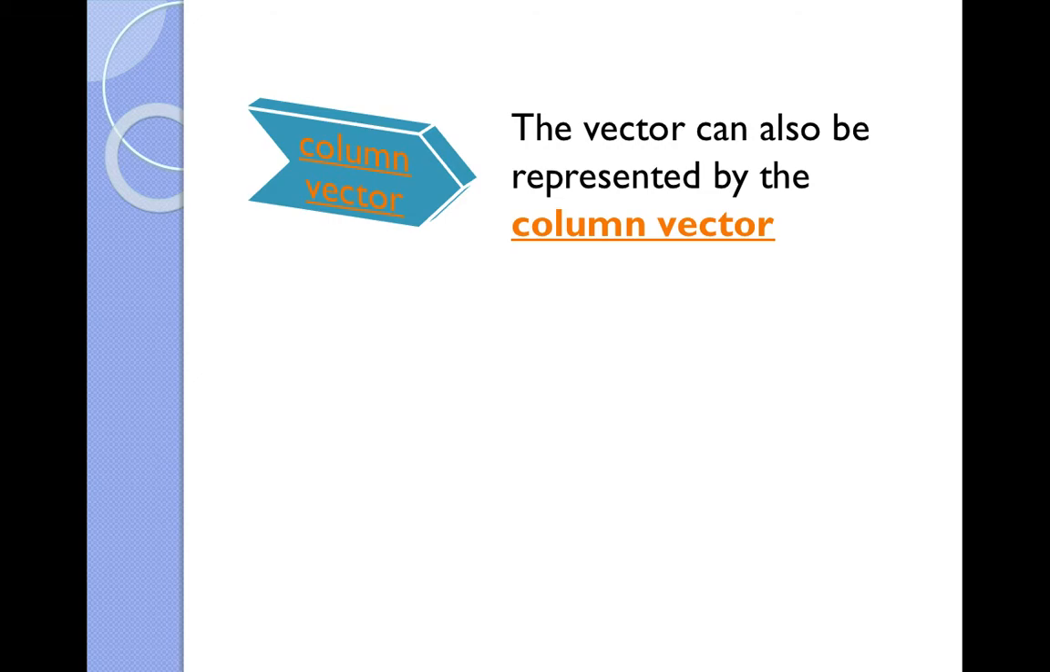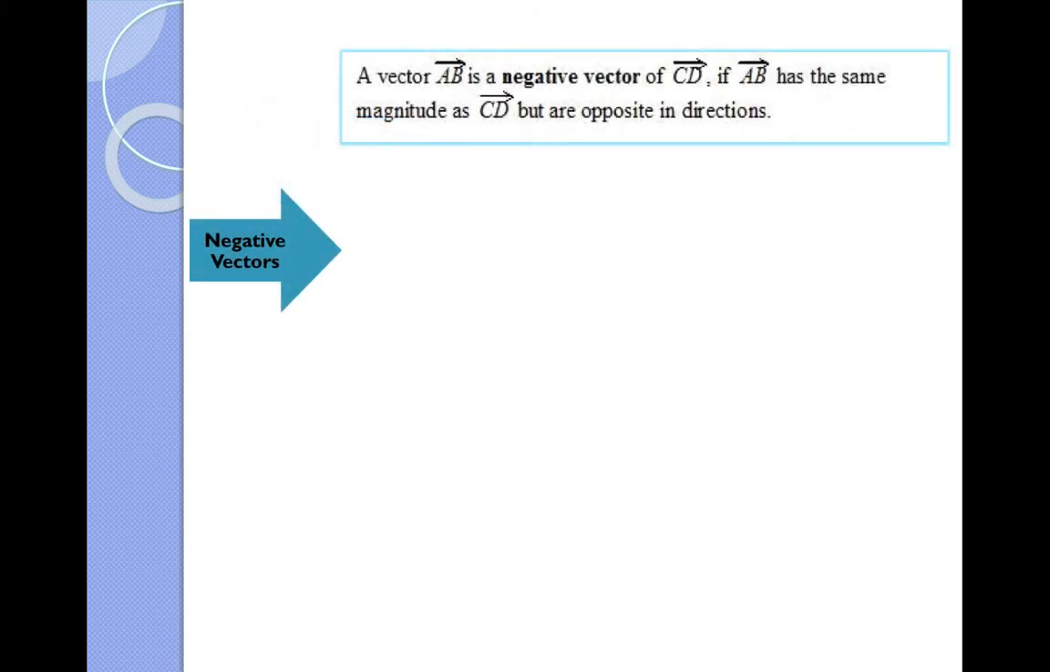Now what are vectors, students? A vector is a quantity, you know that, right? It has a size as well as a direction. Last video I spoke to you about column vectors. Remember, column vectors are vectors with two components, the x component and the y component. That is how a column vector is represented. And we also spoke about negative vectors.